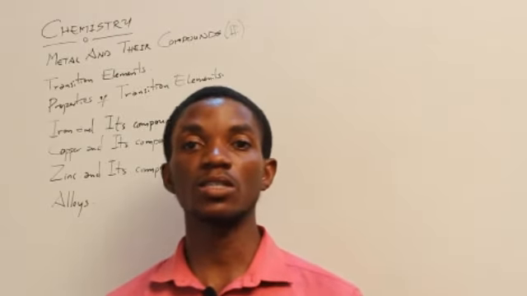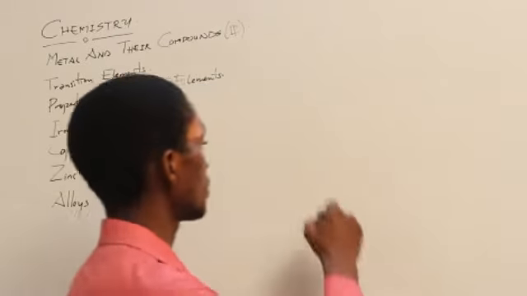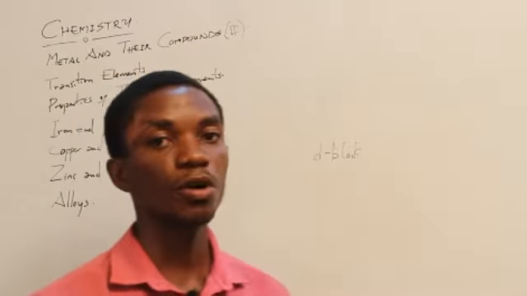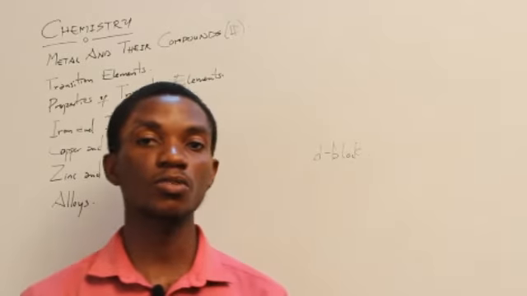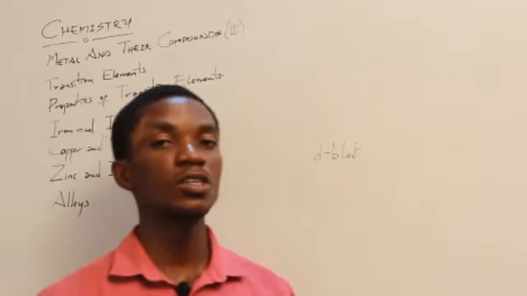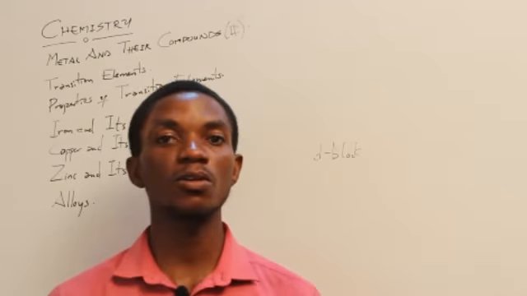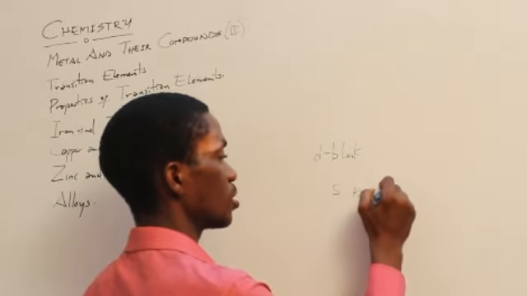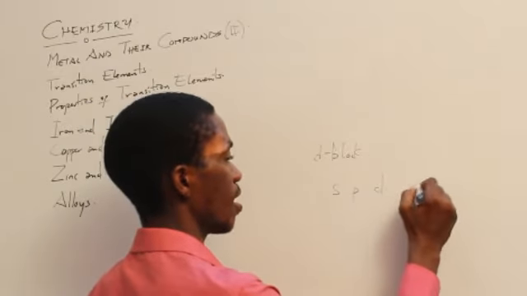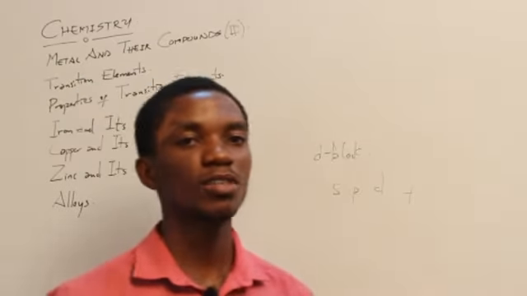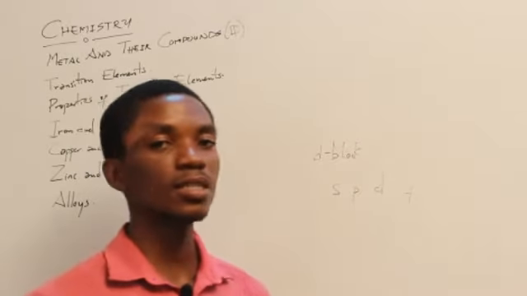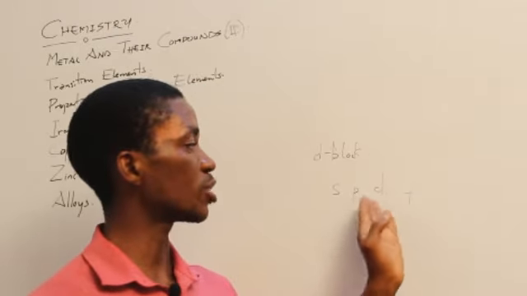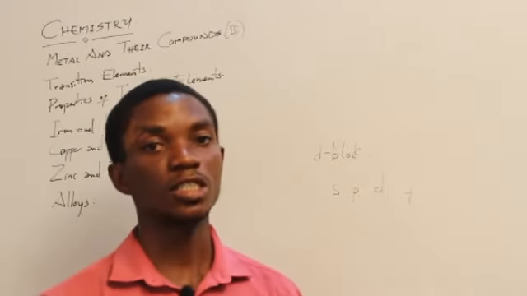Transition elements occupy the D block of our configuration table. So when you see them in the D block, talk about the D block. Of course, that's after the S, the P, then we come to the D, and then the F. In the F block, we have the lanthanides and the actinides, but the transition elements stay in the D block.